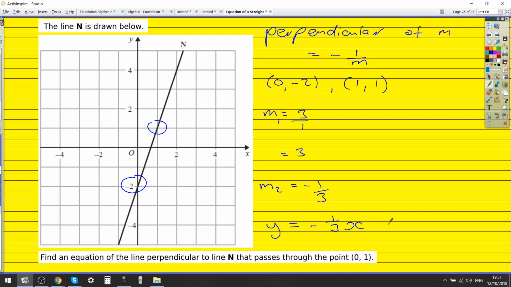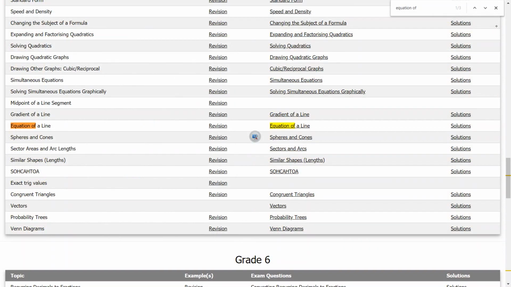They tell you something else. It doesn't have the same intercept. It passes through the point 0, 1. Okay, so y equals minus a third x plus 1. That's it. So any questions about that perpendicular?